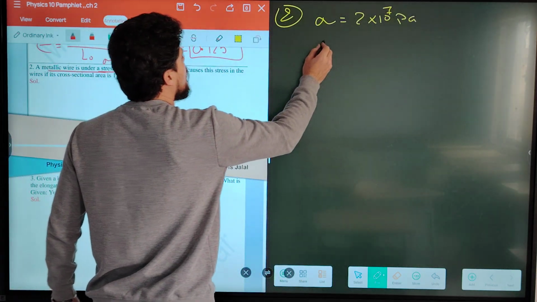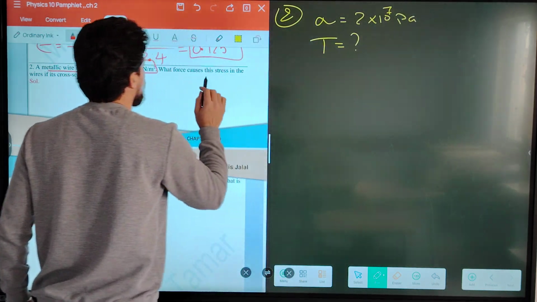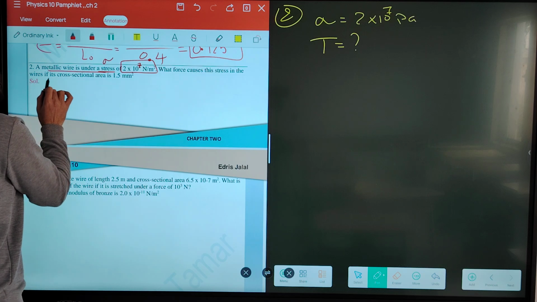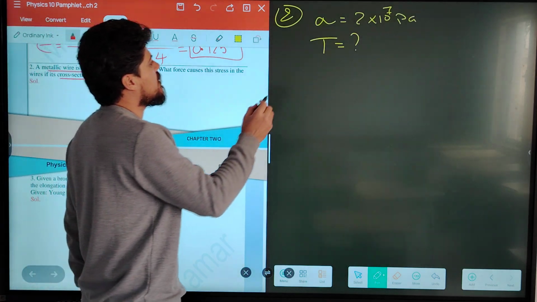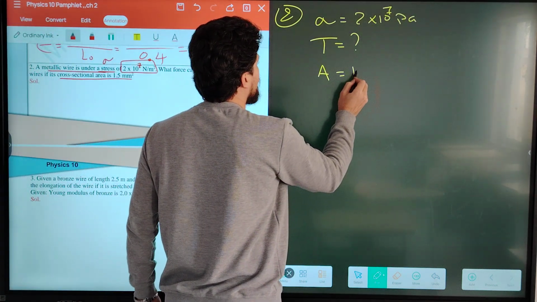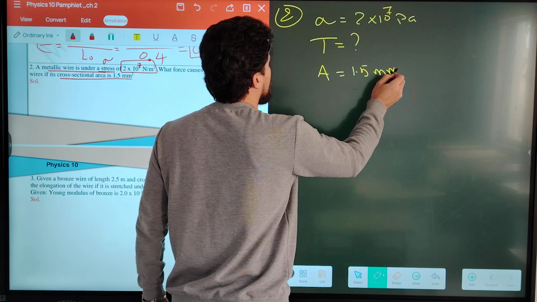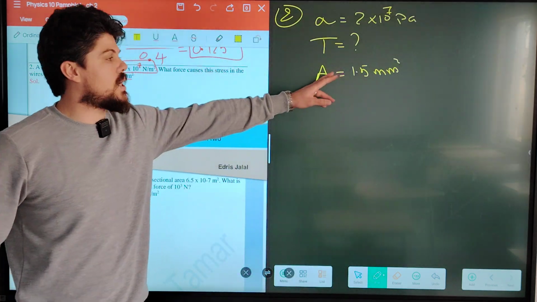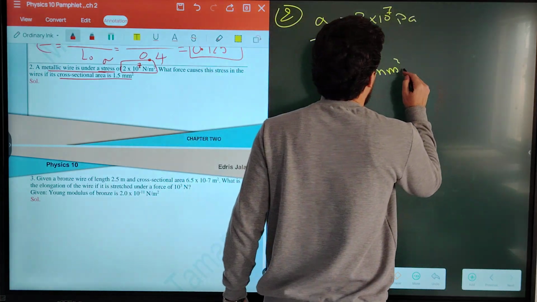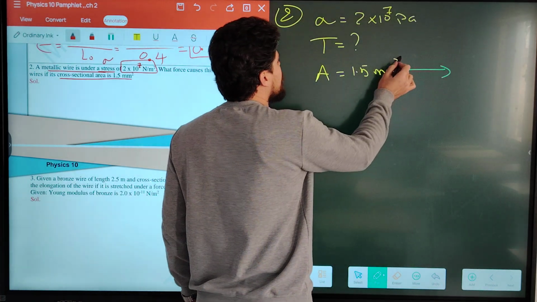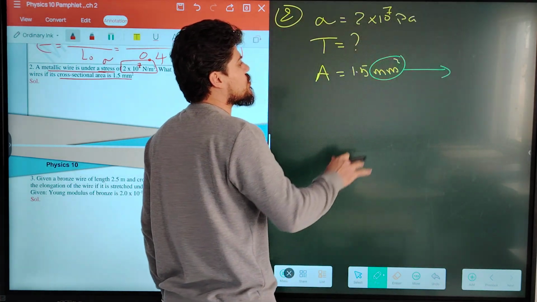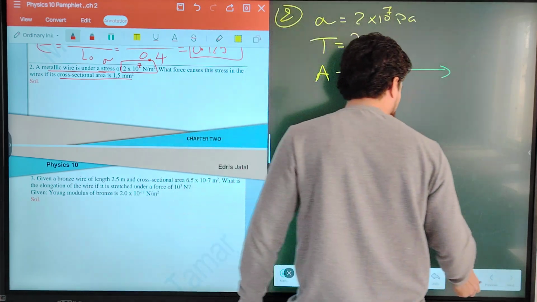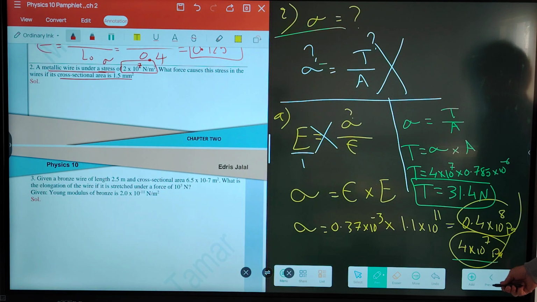What force? Tension causes the stress in the wire, if the cross-section area is 1.5 millimeters square. The trick of this question is only in the unit. Guys, be careful. The area was given in millimeters square, and you are not allowed to solve with millimeters square. How can you convert millimeters square to meters square?